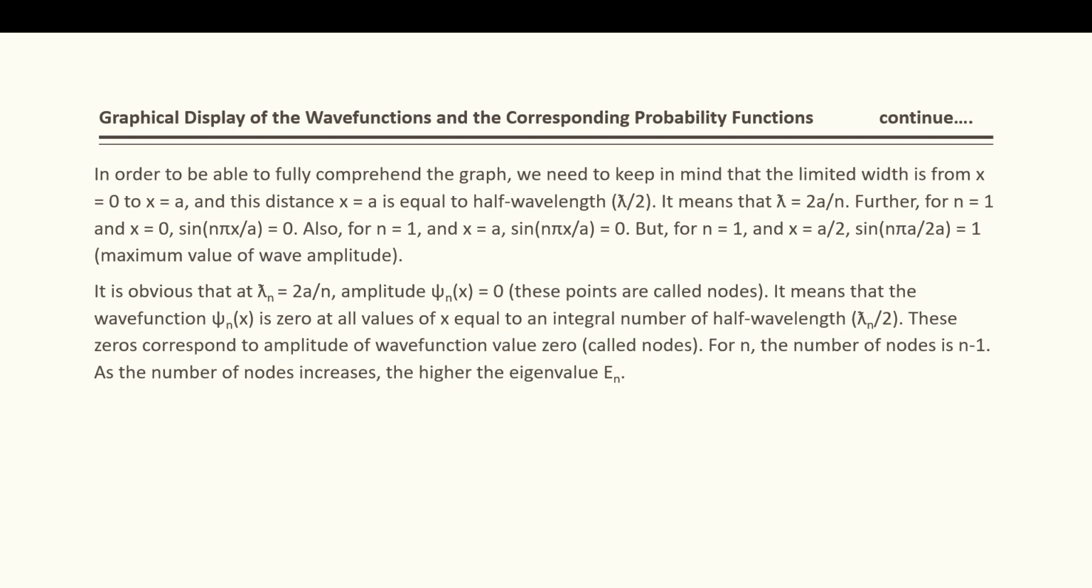So, some more points about the graphical display. The graph can be understood by applying these concepts. The nodal points are those points where the amplitude becomes 0, and all values where wavelength equal to 2a upon n become nodal points.